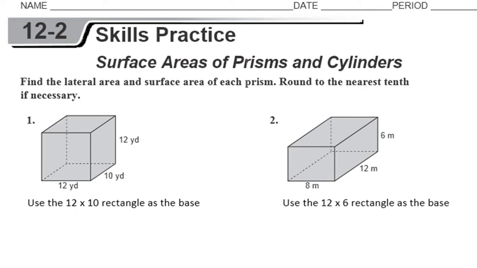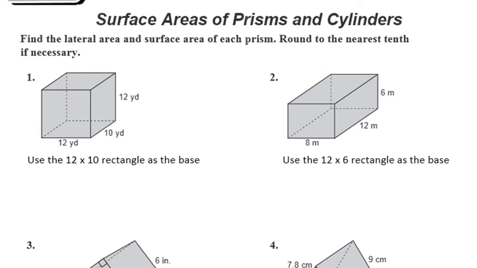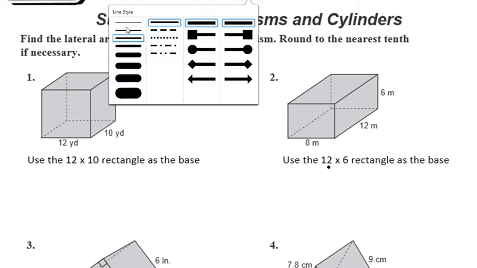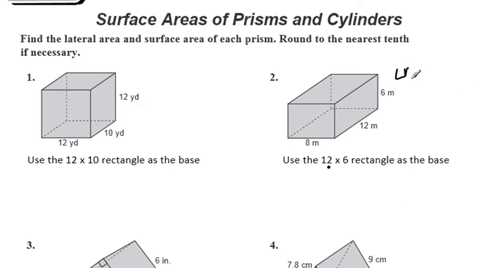Alright, number 2, we want to find the lateral area and the surface area of the prism. For number 2, we're going to use the 12 by 6 rectangle as the base. So lateral area first is the perimeter of the base times the height of the prism. The perimeter of the base, it says to use the 12 by 6 rectangle as the base. So the perimeter would be 2 times 12 plus 2 times 6.